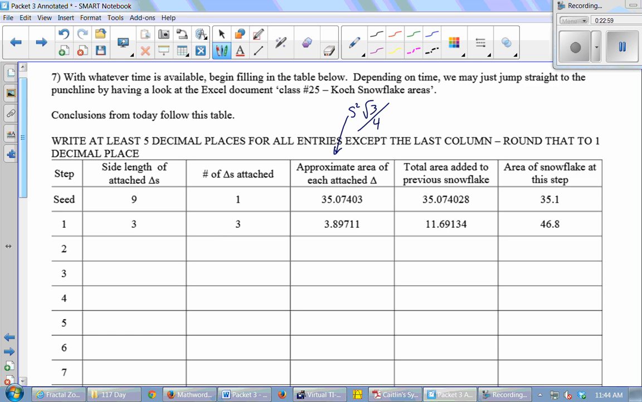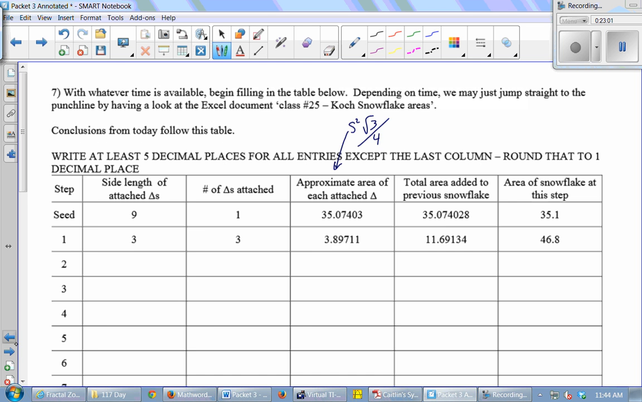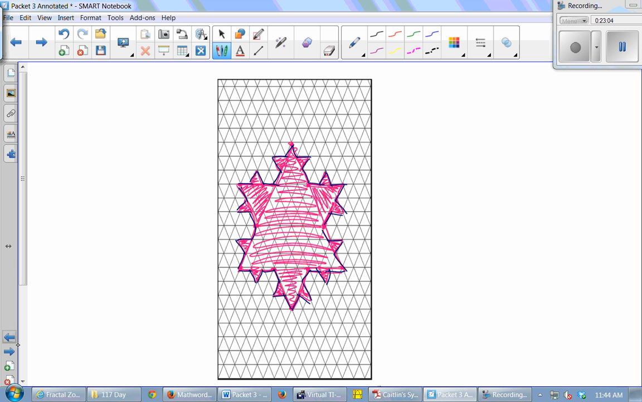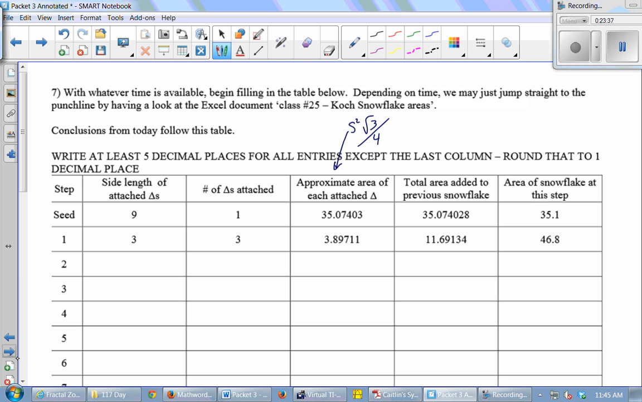All right, then, I don't have a new grid here. All right, so the area of this seed, I'm just going to outline it. Area of the seed is 35.1, right? And then I'm adding on 3 new triangles. These 3 guys are getting added on. So I have all the area that I had at the seed stays, and then I add some more area. These 3 green triangles get added on. All right, so let's go back to my table and fill in what they're asking me for.